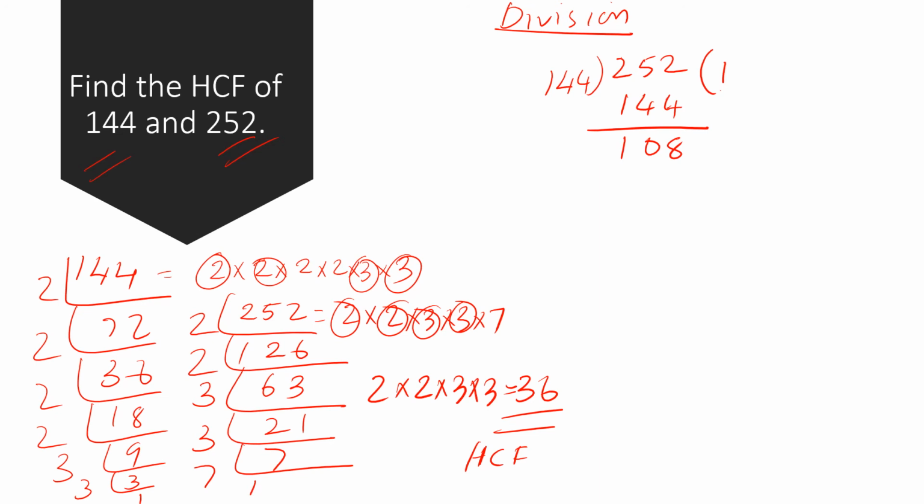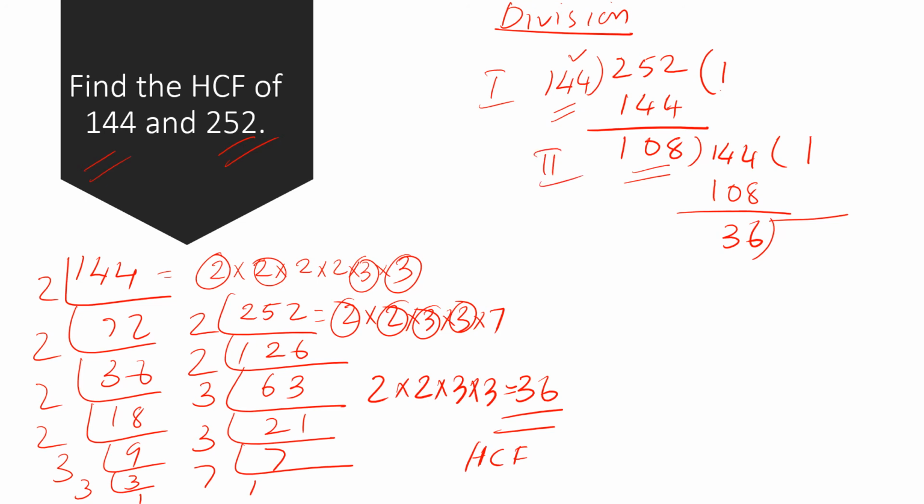Now we will divide by 144, the divisor of the first step. This divisor will become the dividend here, and we will write 144 here, and we are dividing 144 by 108. Again we will get it one time, and we will write over here, and the balance is 36. Now what will we do? We will write 108. This is step 1. This is step 2.